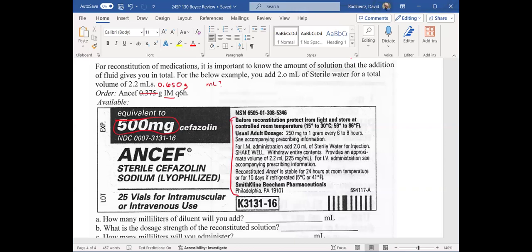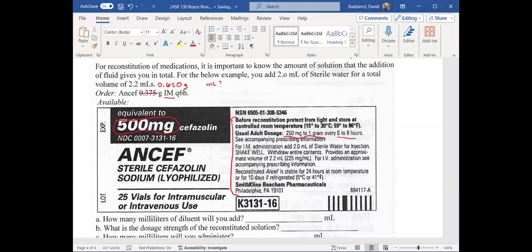Basically, it's going to tell you a couple of things on the label. It's going to tell you the usual adult dosage range: 250 milligrams to 1 gram every 6 to 8 hours. We have been ordered 0.650 grams every 6 hours, so that's within that range. Hopefully you know 0.650 grams is the same thing as 650 milligrams.